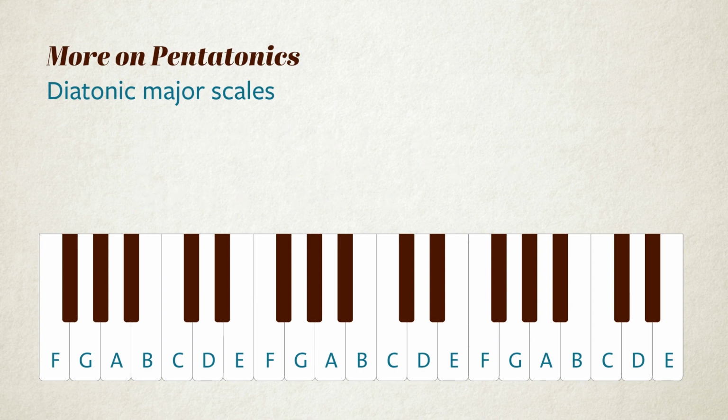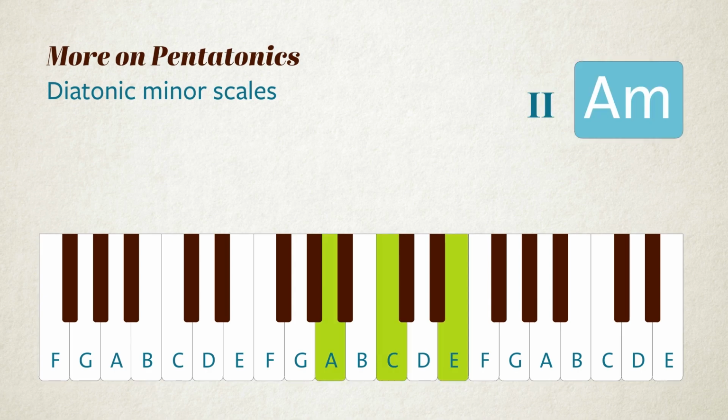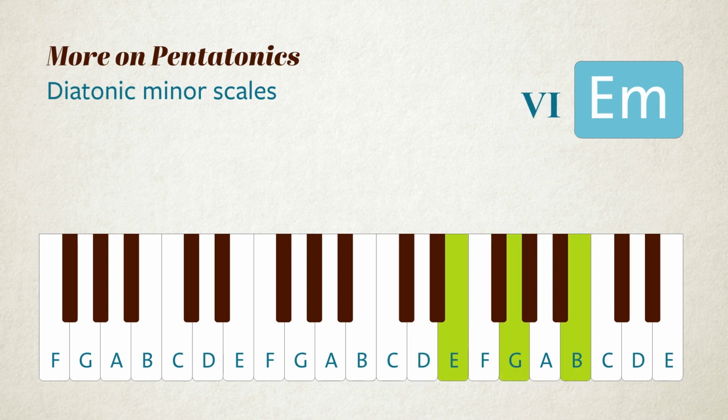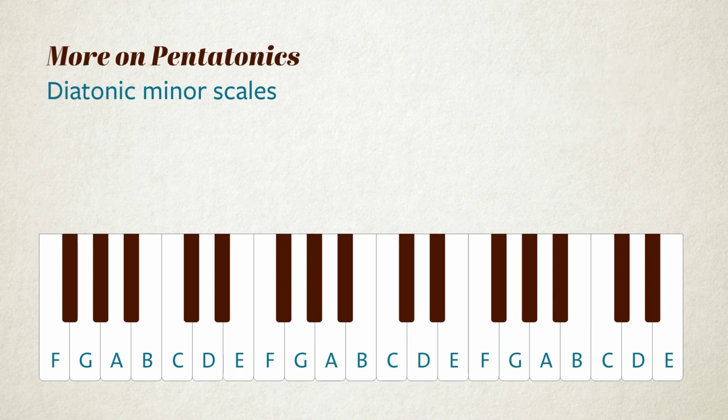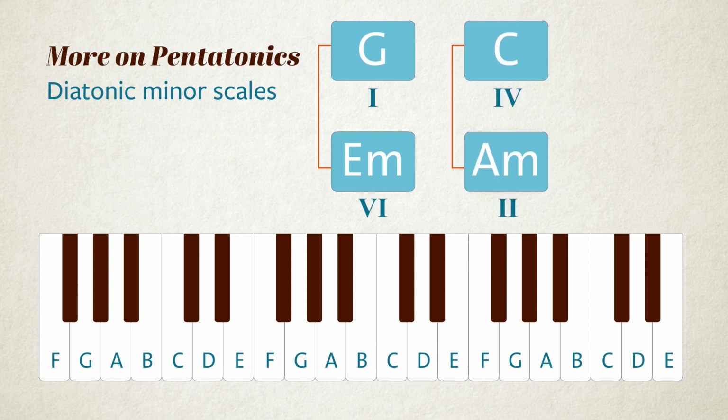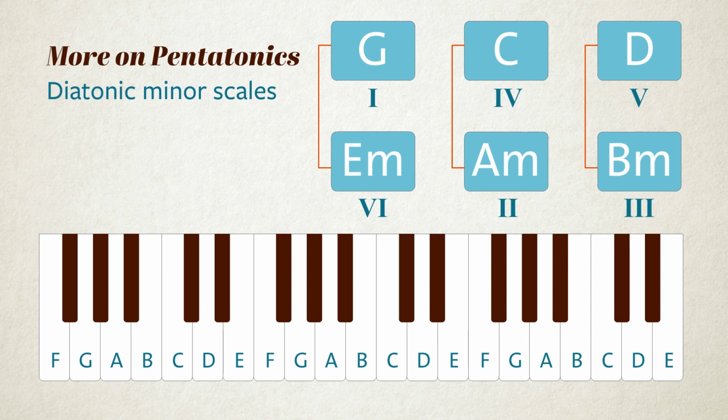The other 3 diatonic chords we're going to use are the minor ones. In this key, that would be chord 2, A minor, chord 3, B minor, and chord 6, E minor. Now, if you remember from the video on basic pentatonics, the major pentatonic scales have the same notes as their relative minors, that is to say G major and E minor, C major and A minor, and D major and B minor all have the same notes as each other, which means that all 6 of these pentatonic scales, 3 major and 3 minor, are all contained within the scale of G major.